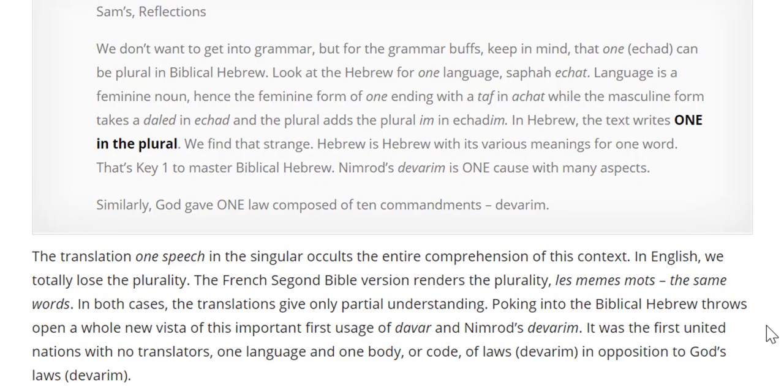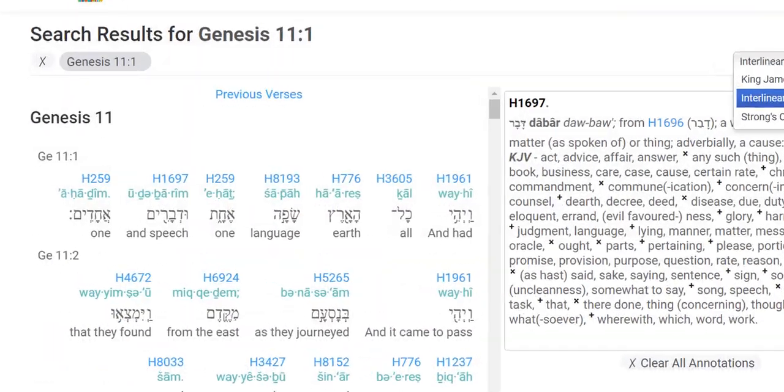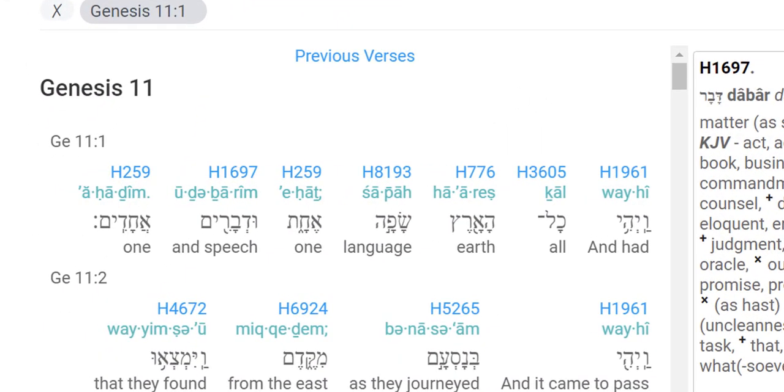Sam's reflections. We don't want to get into grammar, but for the grammar buffs, keep in mind that one, echad, can be plural in biblical Hebrew. Look at the Hebrew for one language, safa achat. Language is a feminine noun, hence the feminine form of the one ending with a taf in achat, while the masculine form takes a dalet in echad, and the plural adds the plural im in echadim.